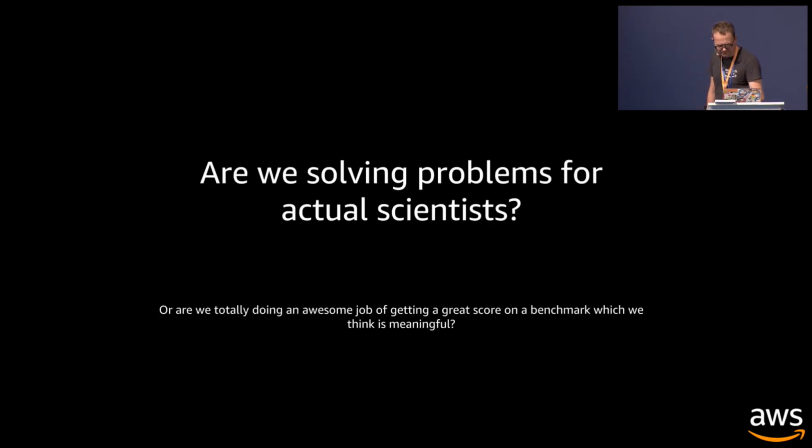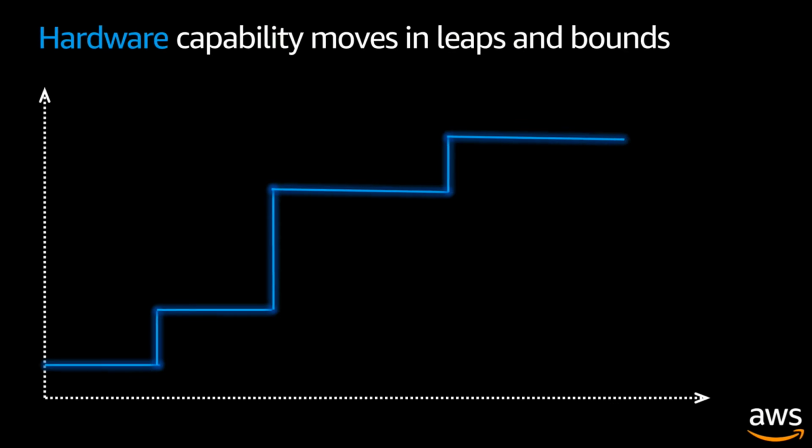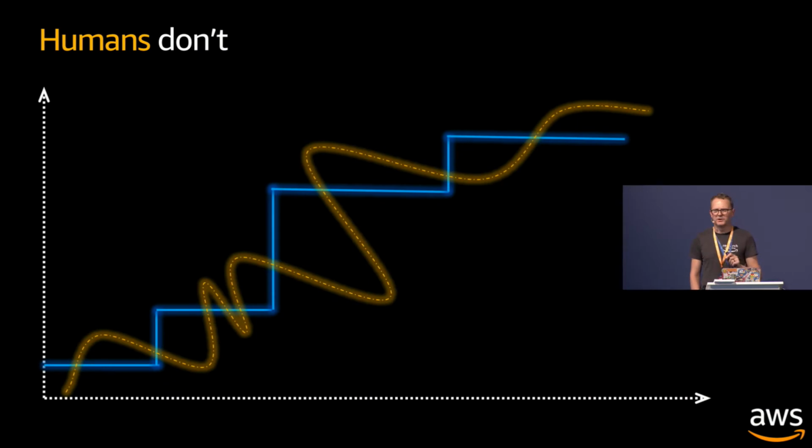The other thing we have to recognize is that hardware moves in leaps and bounds, so we have to make sure we're focusing on the needs of the end scientist. Hardware moves in leaps and bounds in terms of performance improvement, but humans don't, and sometimes the humans are waiting for the machines to catch up, sometimes the machines are waiting for the humans to catch up. Right now, we're absolutely in one of those cycles where the humans are not keeping up with the techniques and capabilities they need in order to exploit the hardware that's out there. So optimizing for a synthetic benchmark isn't the solution to what most of these customers' problems are.